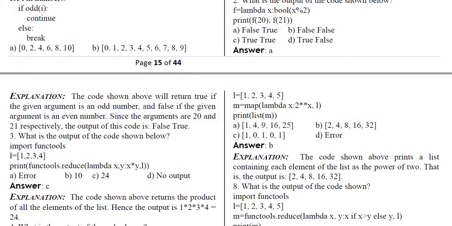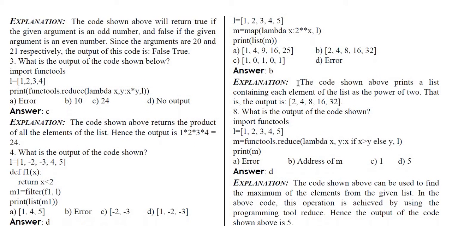Here you will see the program. Again map and lambda, both functions are in the same program. The condition is 2 raised to the power x. Find 2 raised to x for x equal to 1, 2, 3, 4, 5 here.